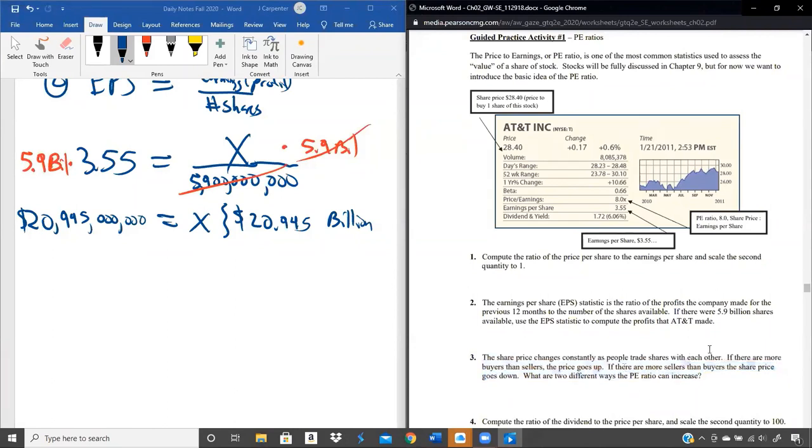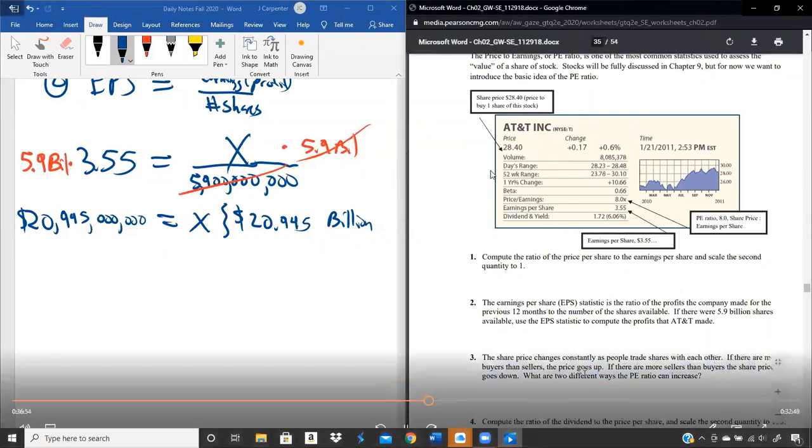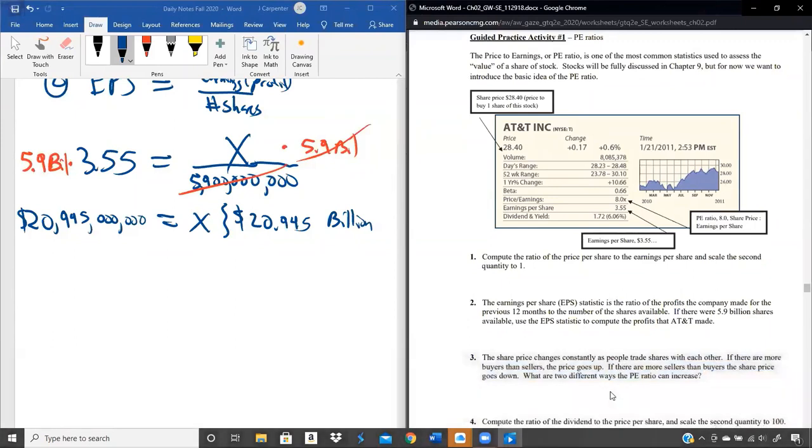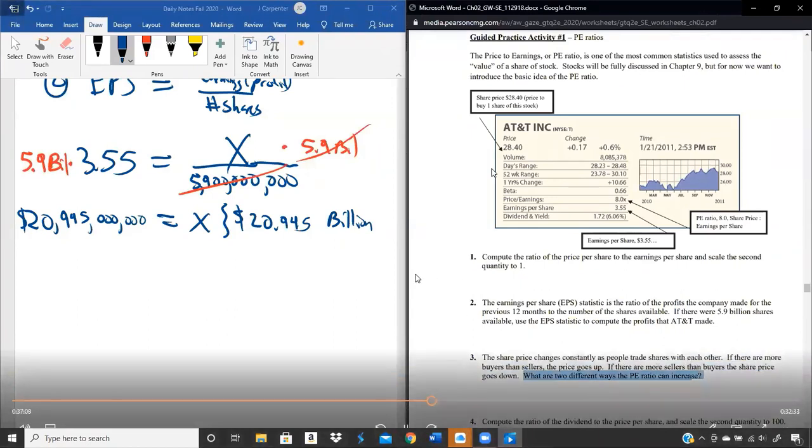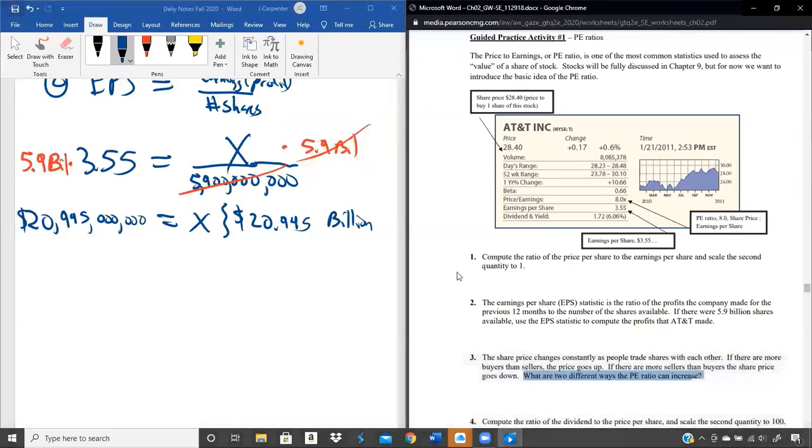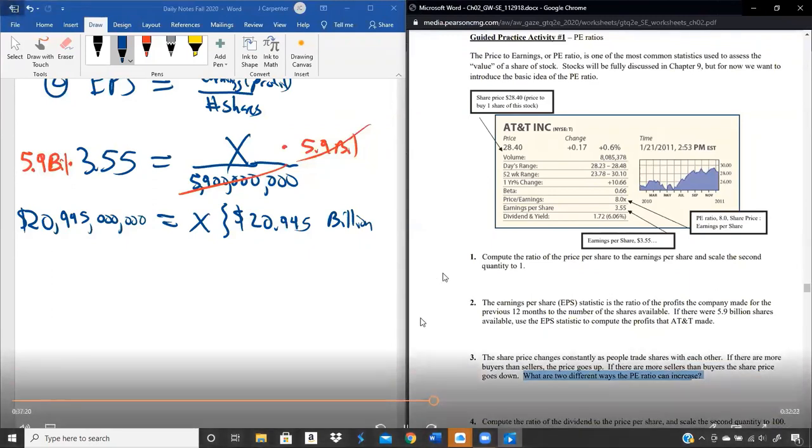Okay, so that's a nice idea. If there's more buyers than sellers, price of stock goes up. If there's more sellers than buyers, price of stock goes down. The point of this whole problem, though, is what are the 2 different ways the PE ratio can increase? Question number 3 doesn't even need any of the sentences before what I currently have highlighted. What are the 2 different ways the PE ratio can increase? Now, this has nothing to do with any kind of deep financial analysis.